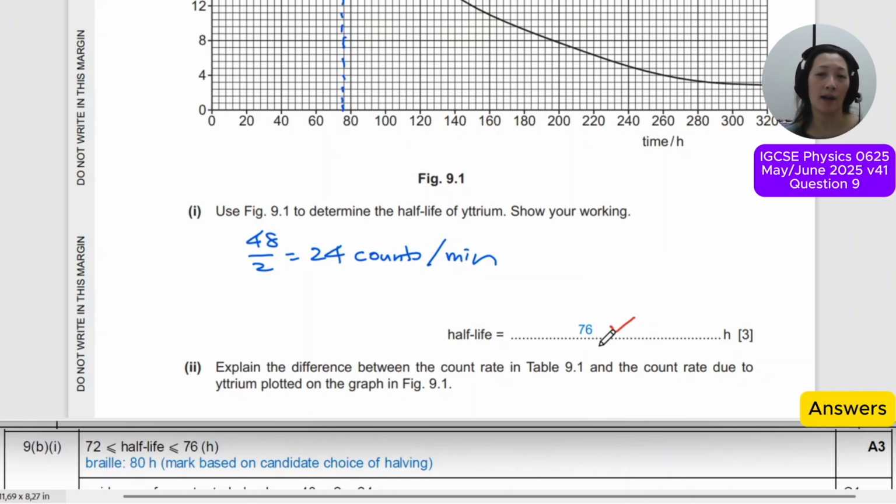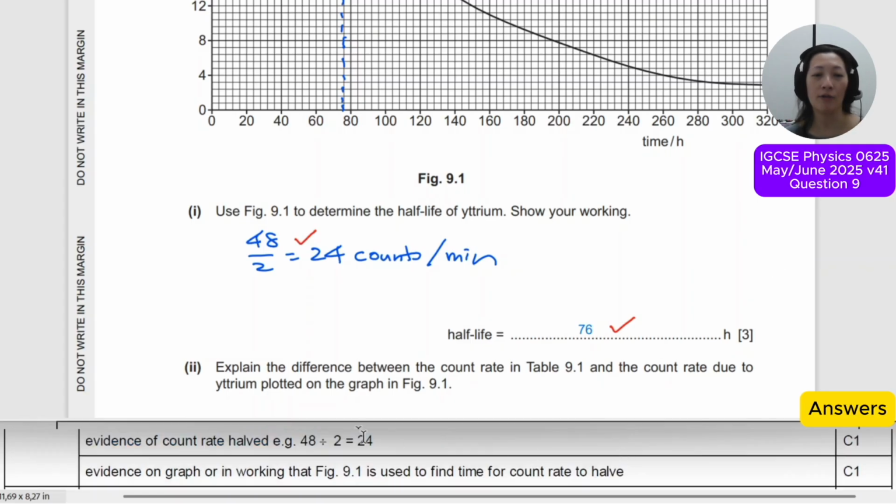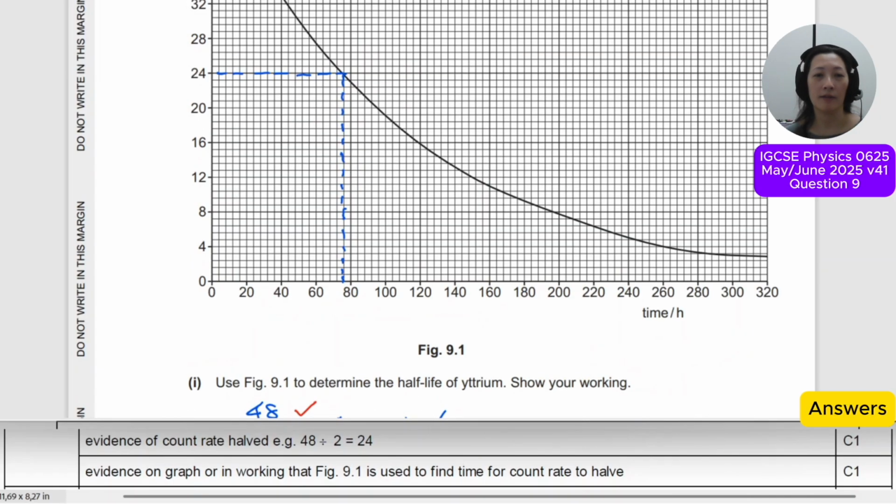Now, what if the value of your half-life is outside this range? You can still get marks if you show evidence of the count rate being halved, which is why we need to write this 48 divided by 2. And you should also show evidence on the graph or the working that is used to find time for count rate to halve. So by drawing the lines, you can also get another mark.